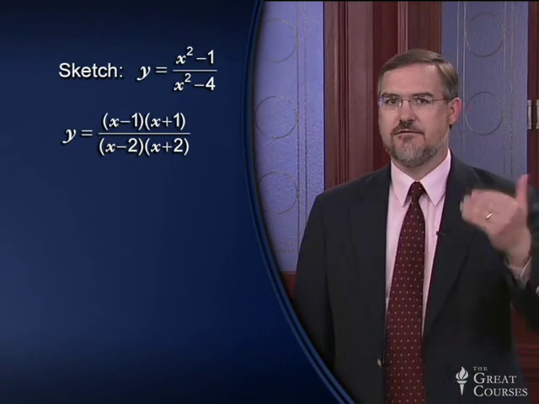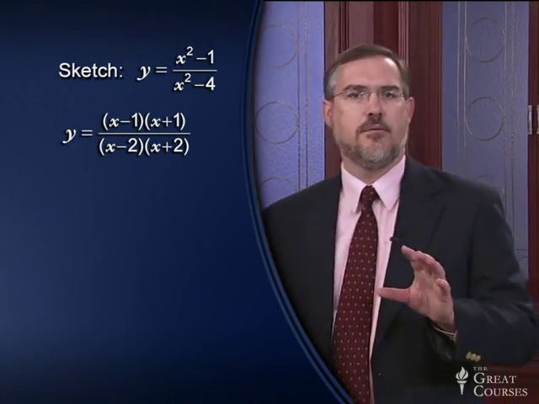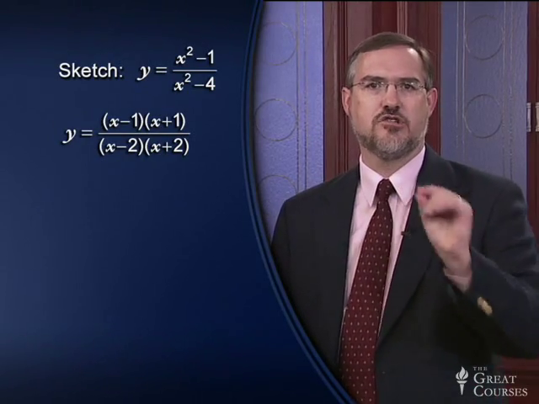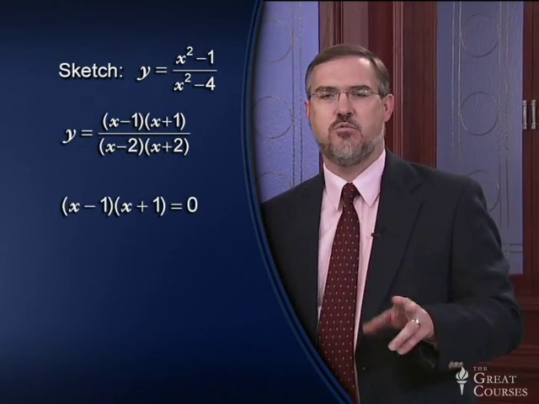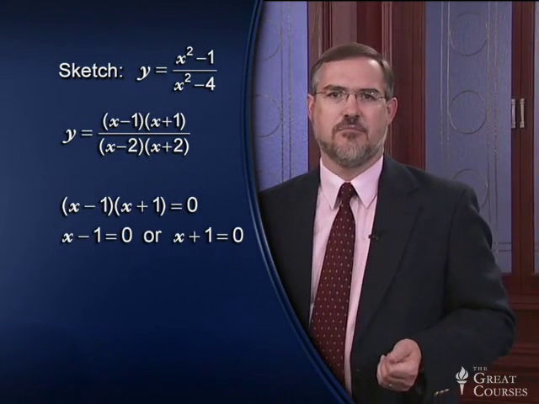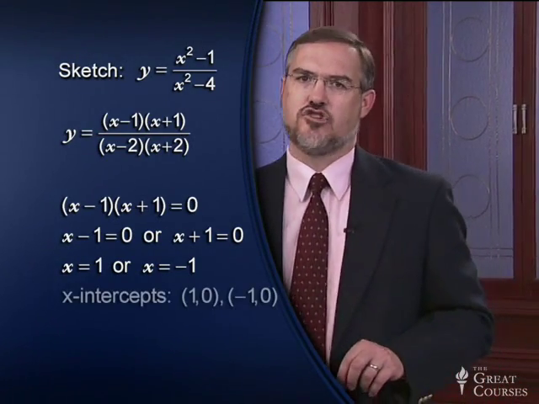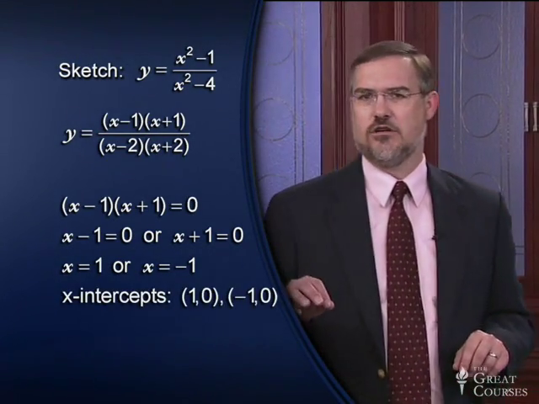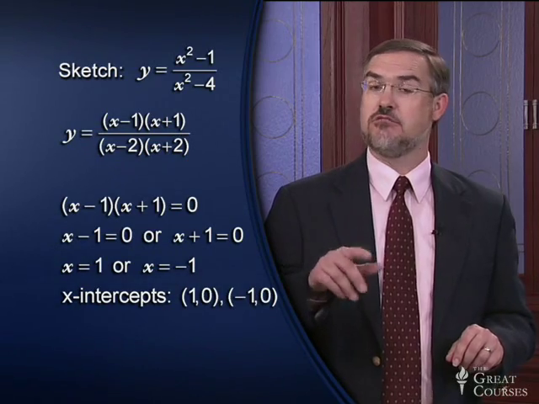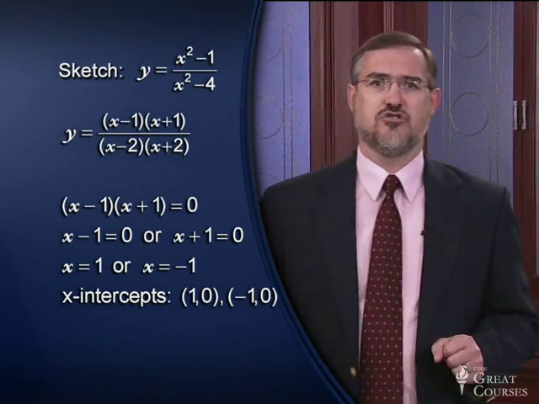Now let's start getting this information like we did in the previous example. The x-intercepts, I need to worry about where the numerator equals 0. So that's when (x minus 1)(x plus 1) equals 0. And the two values of x that are going to make that true are x equals 1 and x equals negative 1. So (1, 0) and (negative 1, 0) are the x-intercepts. In fact, if you want, you can plot those right now on your graph just to get you started.